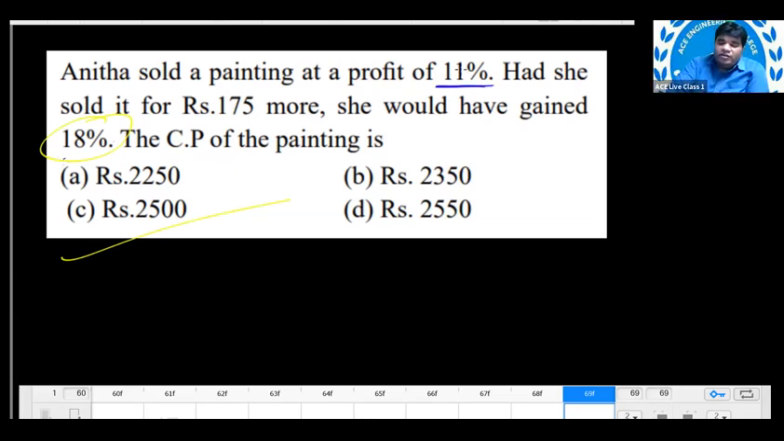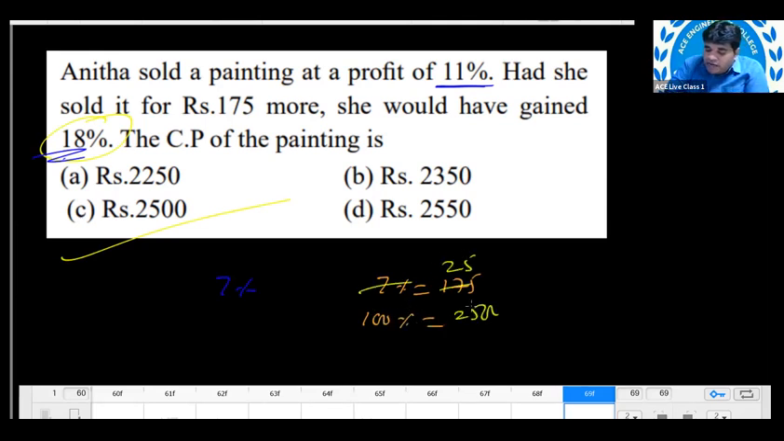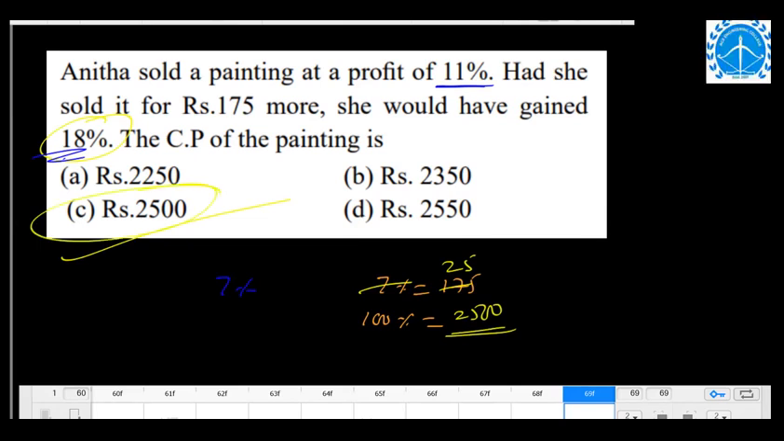So 7% is equal to 175. You want 100%. 7 twos are 14, 7 fives are 35. Answer 2500. Completed.